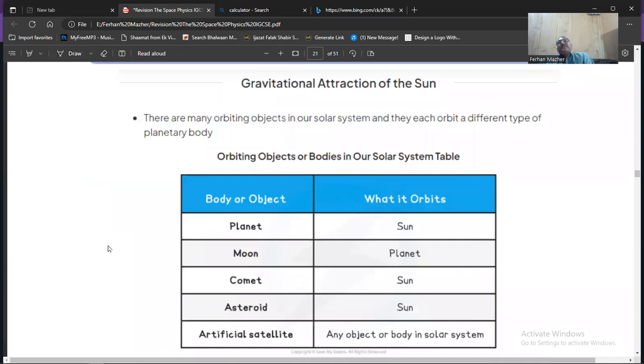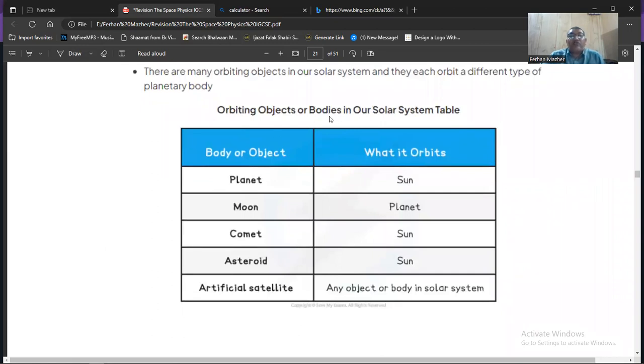Gravitational attraction of the Sun. There are many orbiting objects in our solar system, and they each orbit a different type of planetary body. So the orbiting objects or bodies in our solar system, and what they orbit. The planets orbit the sun. Moons orbit the planets. Comets orbit the sun. Asteroids orbit around the sun. Artificial satellites, any object or body in the solar system.